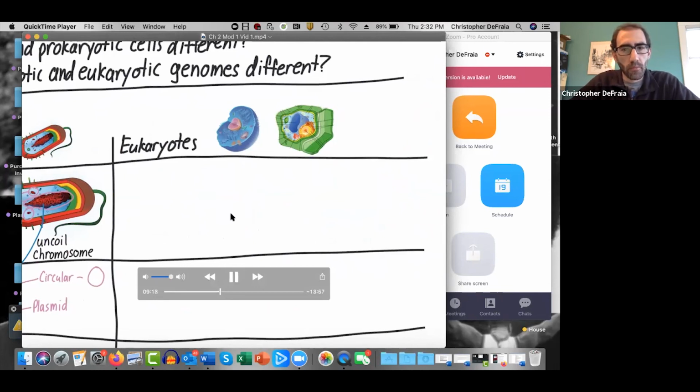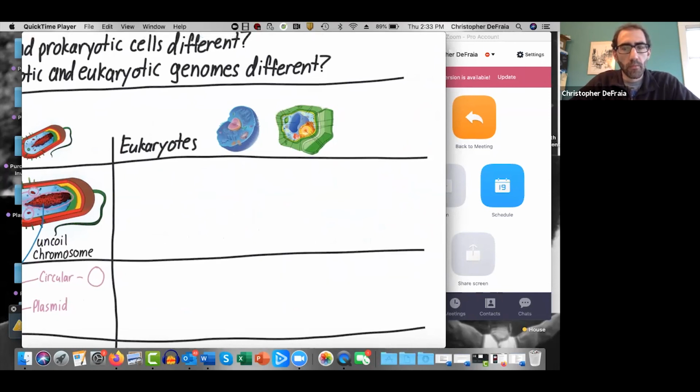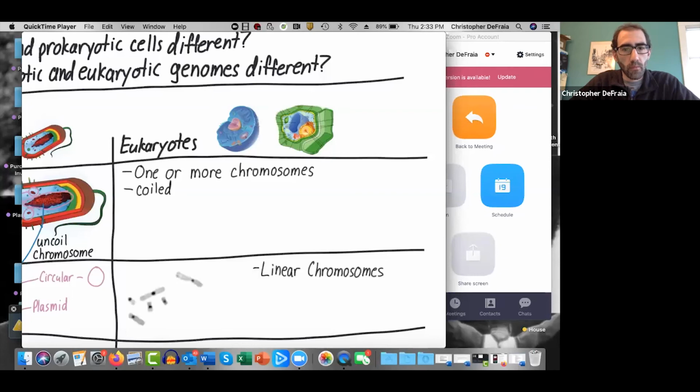While prokaryotes have one circular chromosome, eukaryotes have one or more chromosomes, often many of them, which are also coiled. Eukaryotic chromosomes are linear, that is to say that each chromosome has 2 ends.